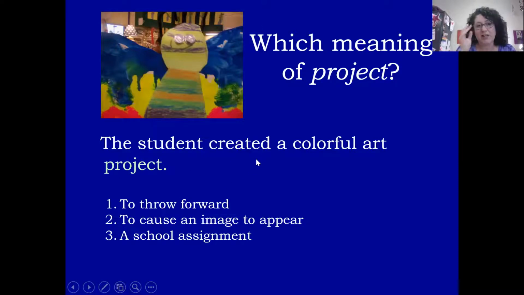Which meaning of project? The student created a colorful art project. To throw forward? Did the student throw it forward? To cause an image to appear, to project it, or a school assignment? The student, clue, created a colorful art something. That would be a school assignment. And our context clue there, student, is a good one. And it's also a noun. He created a thing. A school assignment is a thing. To throw forward is a verb, and to cause an image to appear would also be a verb. So we match noun and noun.